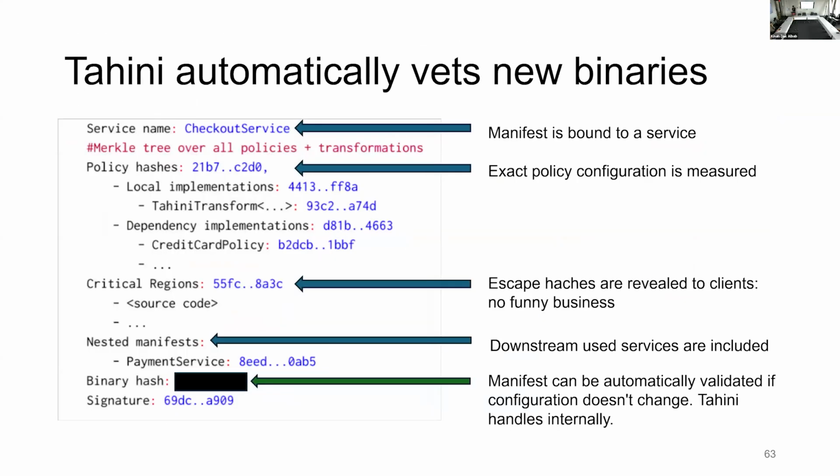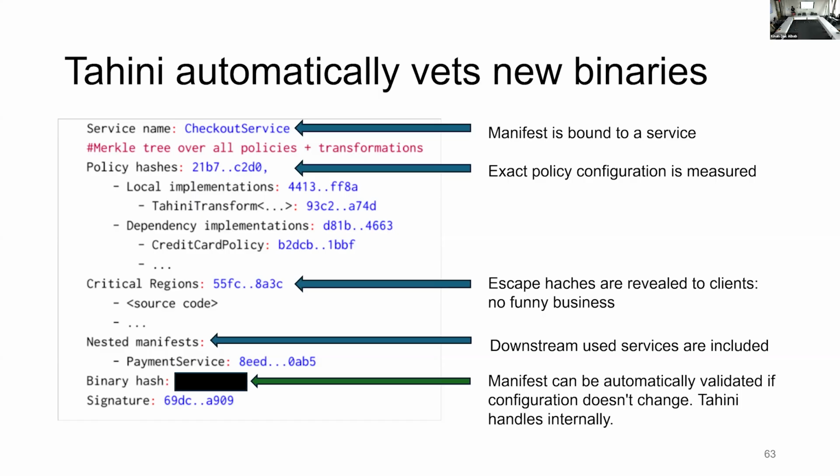Now, one of the good perks about this system is that because we only look at what is happening in terms of privacy configuration, if you rebuild your binary and you don't change the privacy configuration, it just has a different binary hash because you made some business logic change, Tahini can automatically vet your new manifest. It speeds up the process and reduces the burden.